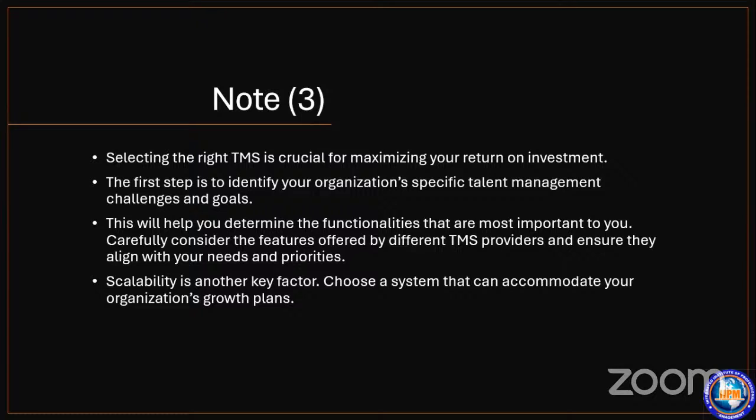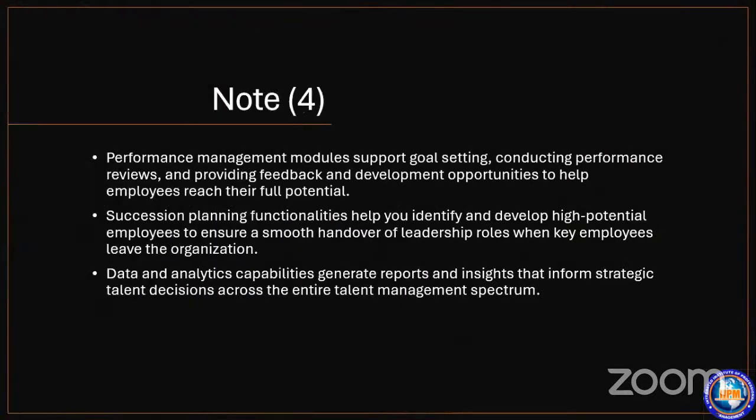So the first step is to identify your organization-specific talent management challenges and goals. We've said this over and over again. This will help you to determine the functionalities that are most important to you. Then you carefully consider the features offered by different TMS providers and ensure that they align with your needs and priority. And scalability is another factor. Choose a system that can accommodate your organization's growth plans. Every organization intends to grow, so that you don't outgrow the system, and so that there'll be room for the system to grow with you as the organization grows.